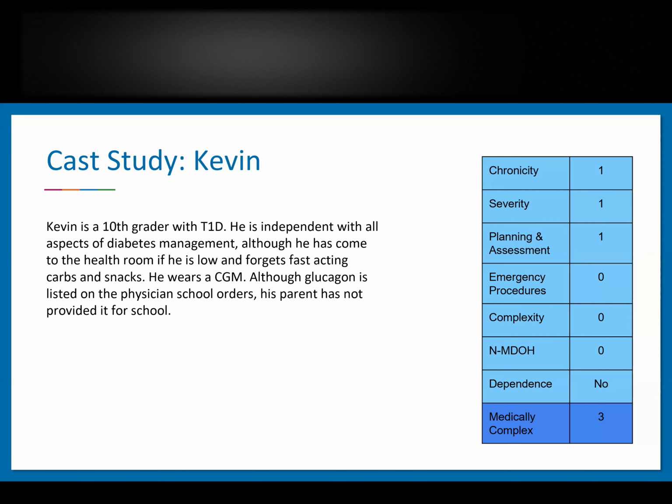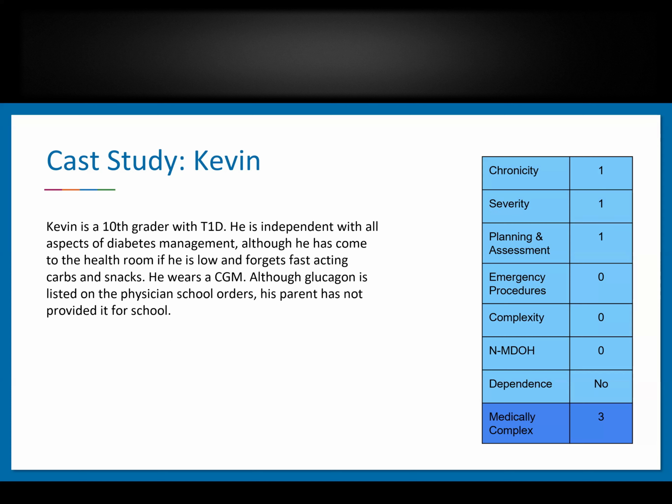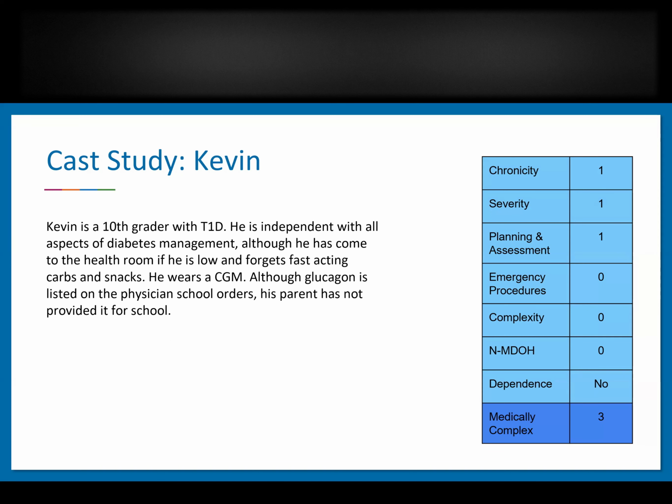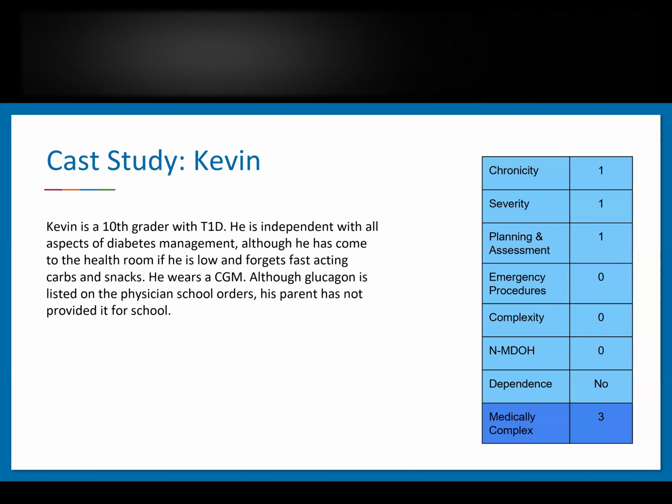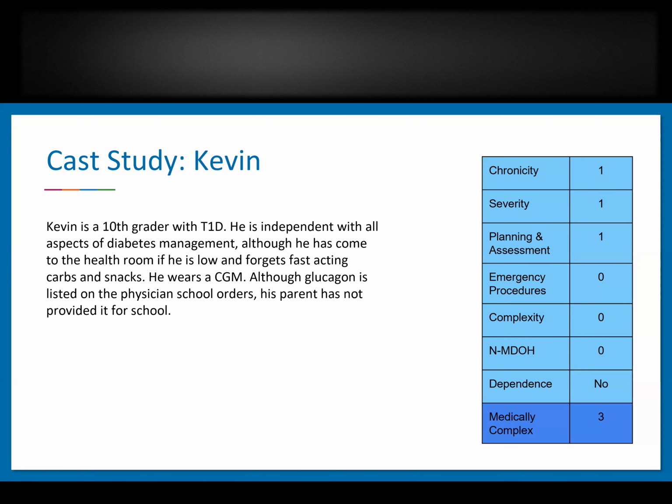Kevin is a 10th grader with type 1 diabetes. He is independent with all aspects of diabetes management, although he has to come to the health room if he is low and forgets fast-acting carbs and snacks. He wears a CGM. Although glucagon is listed on the physician orders for school, his parent has not provided it for school. The score for chronicity is a 1.